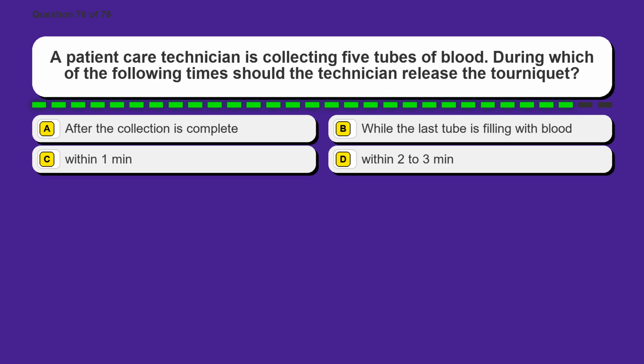Question 76. A patient care technician is collecting 5 tubes of blood. During which of the following times should the technician release the tourniquet? Option A. After the collection is complete. Option B. While the last tube is filling with blood. Option C. Within 1 minute. Option D. Within 2 to 3 minutes.